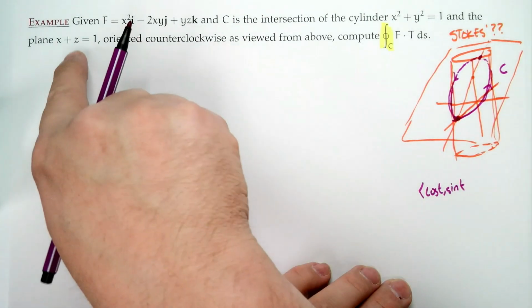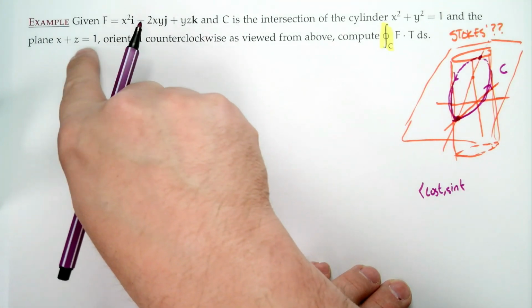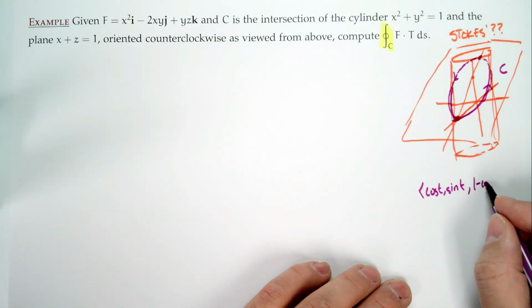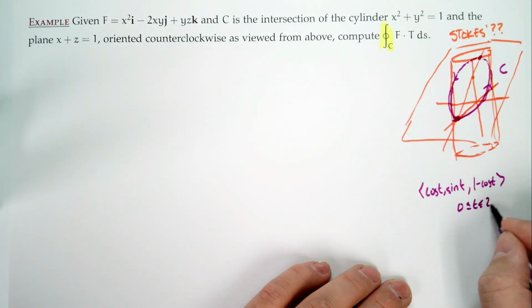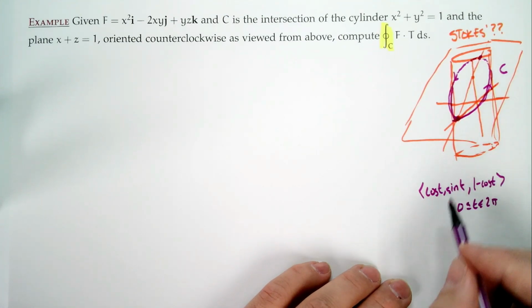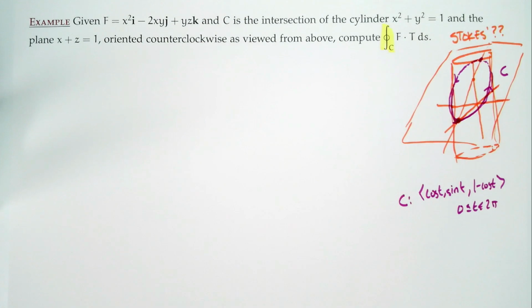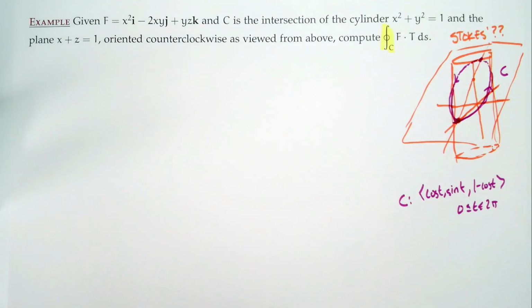How do you get z? Well, z is 1 minus x, see, because you're on that plane x plus z equals 1. So your z component would be 1 minus cosine t, and then you have 0 less than or equal to t less than or equal to 2 pi. So if you were to go for C, there's your parameterization. But again, it does not look very inviting. We see things like an x squared. That could be tricky. We don't want it to be hard. We want things to be easy.